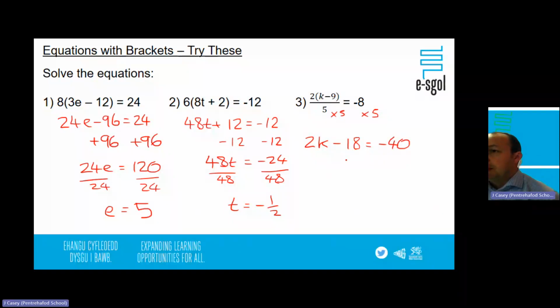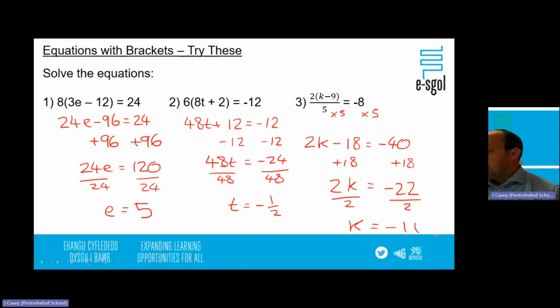Now, I want to get rid of this minus 18. So I add on 18 both sides, add 18, and then I've got 2k equals minus 40, add 18, which is minus 22. And then divide by 2, and very quickly run out of space with this one. K is minus 11.